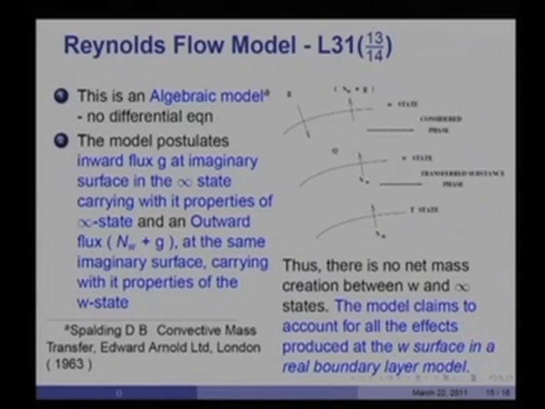Now, at first sight, this might appear to be highly arbitrary. The model claims to account for all effects produced at the w surface in a real boundary layer flow. That is the claim. In the lectures to follow, we shall show how that claim is justified.